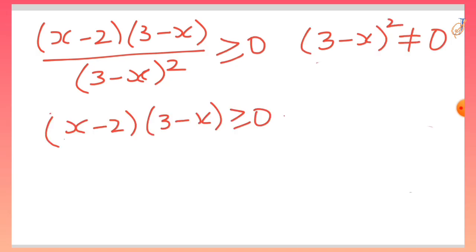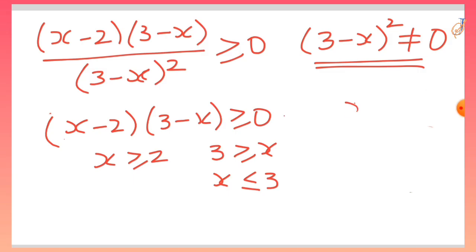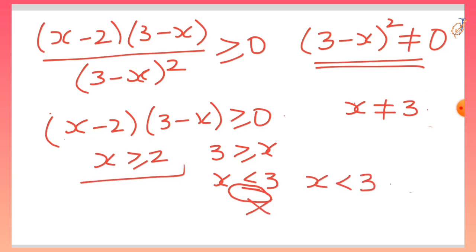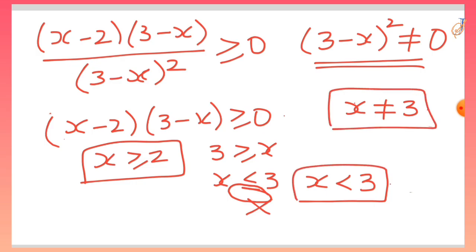So from here we can say that x is greater than or equal to 2 and 3 is greater than or equal to x. That means x is less than or equal to 3, and from here in this case you can say that x cannot be 3. That's why you have to take x is not going to be 3, only x is less than 3. So these three conditions we have to use to define the domain. From these three conditions we are going to find the domain of this function.